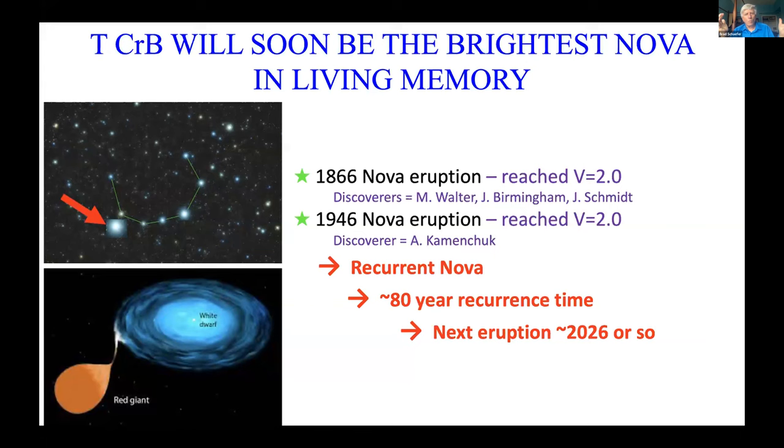He said elsewhere that he thought T CrB would erupt again, but it was kind of vague; he had no good reason for it. What happened then, in 1945, as he kept watching the star, he found that T CrB suddenly, which had been at some usual magnitude for many years, started fading. It started fading by even up to 2 magnitudes.